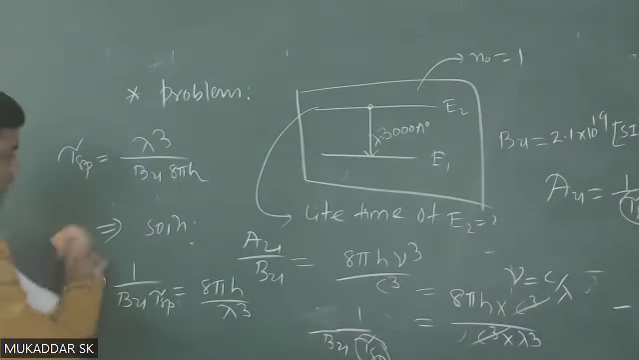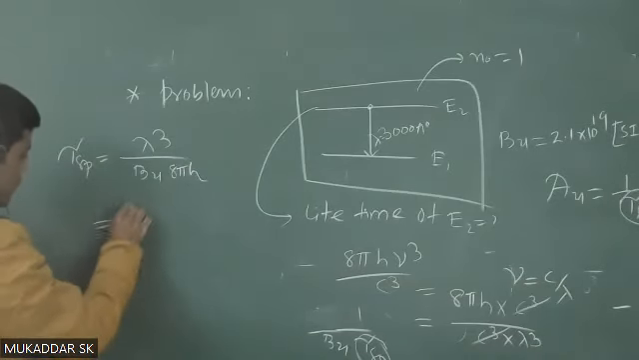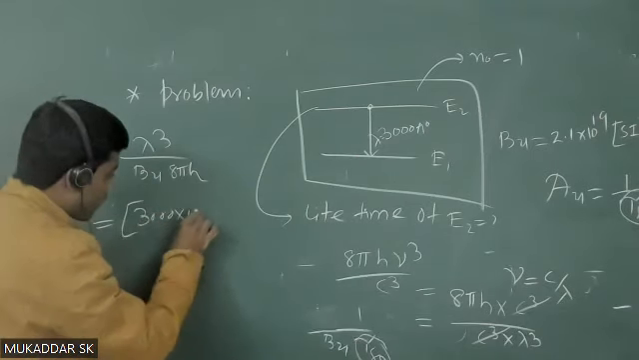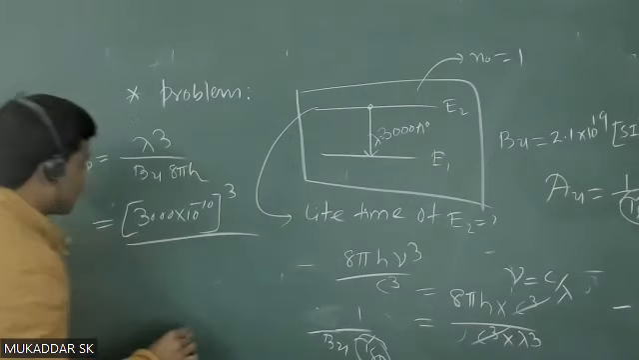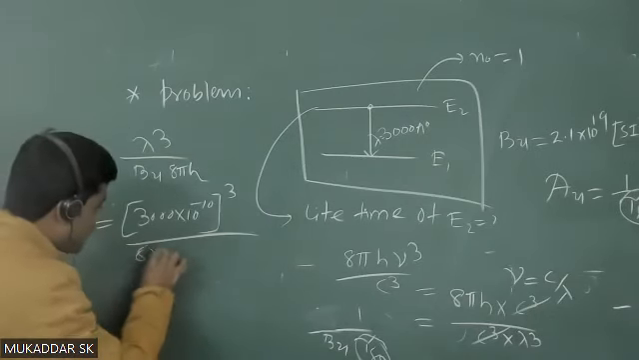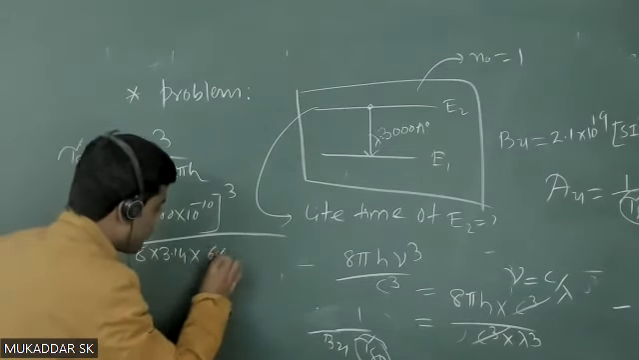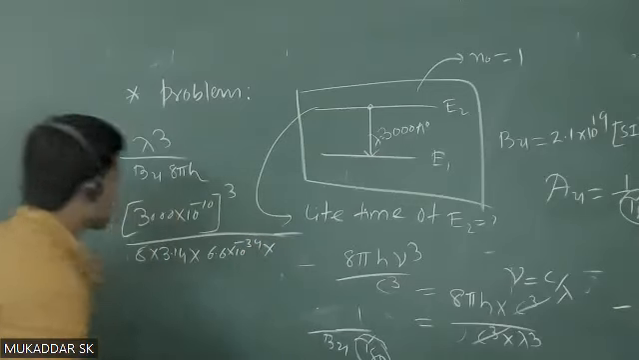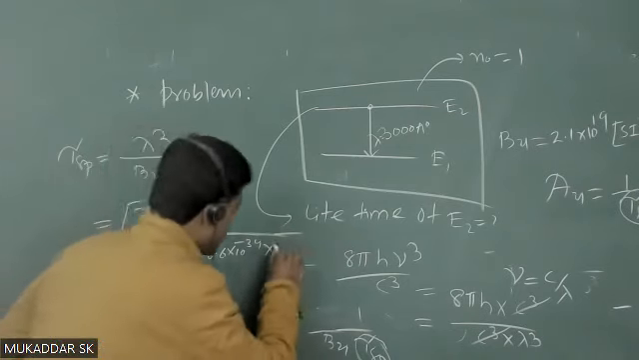And we know every parameter now, I'll just substitute that. Lambda is how much that they have given, that is 3000 Angstrom, right? So I can write 3000 into 10 to the power minus 10, and there is a cube. Then you have 8 pi, 3.14, h is 6.6 into 10 to the power minus 34. Then you have B21, which is 2.1 into 10 to the power 19.